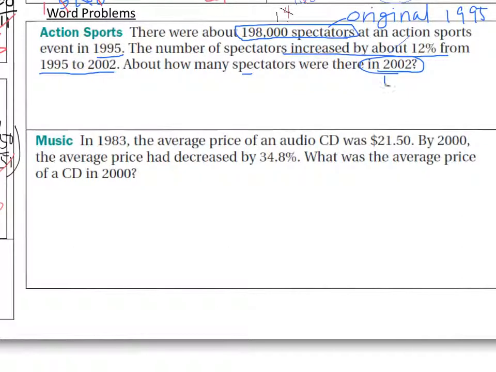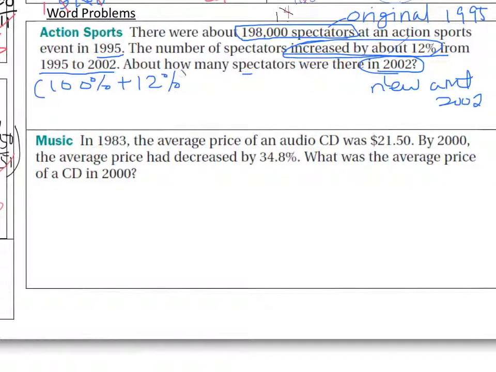And now you need to find the new amount of spectators in 2002. So the number increased by 12%. So we can take 100%, add 12%, and multiply by the original amount of 198,000 spectators.